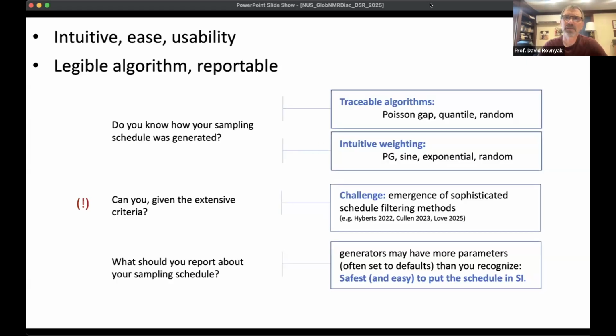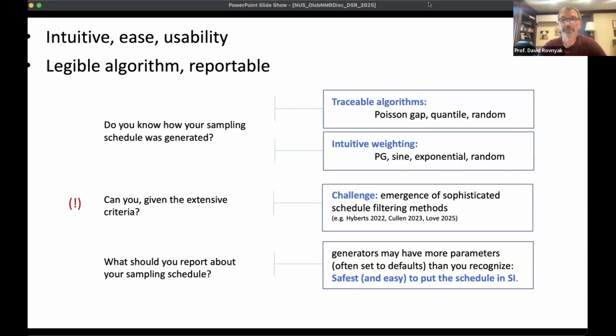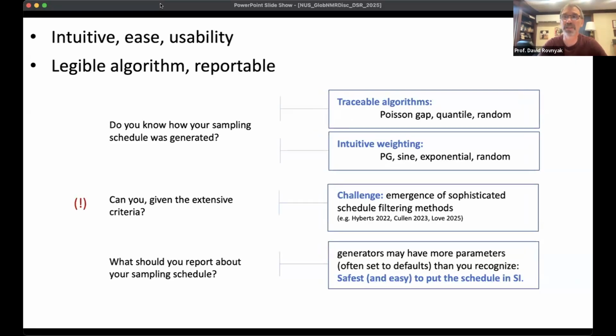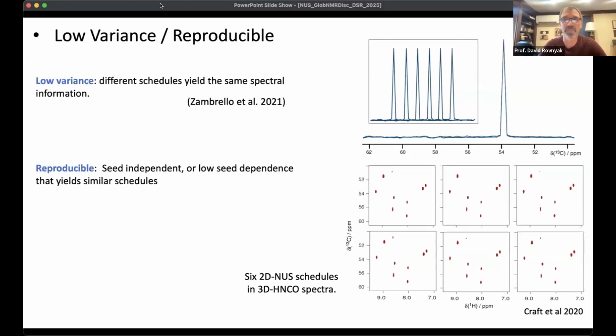And we also have to think a little bit more about reporting. Reporting is tricky because generators may have more parameters than you first think when you generate a schedule, and it may be easy to overlook certain parameters. It is safest and easiest to put the schedule in the SI, and that's something that I'm a big fan of, and I encourage everybody here who's using or thinking of using NUS to do that.